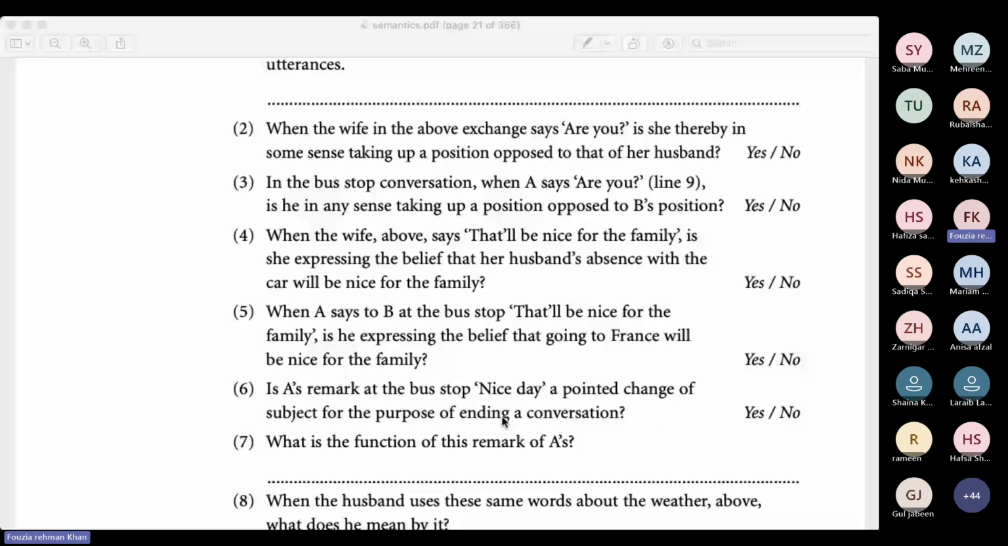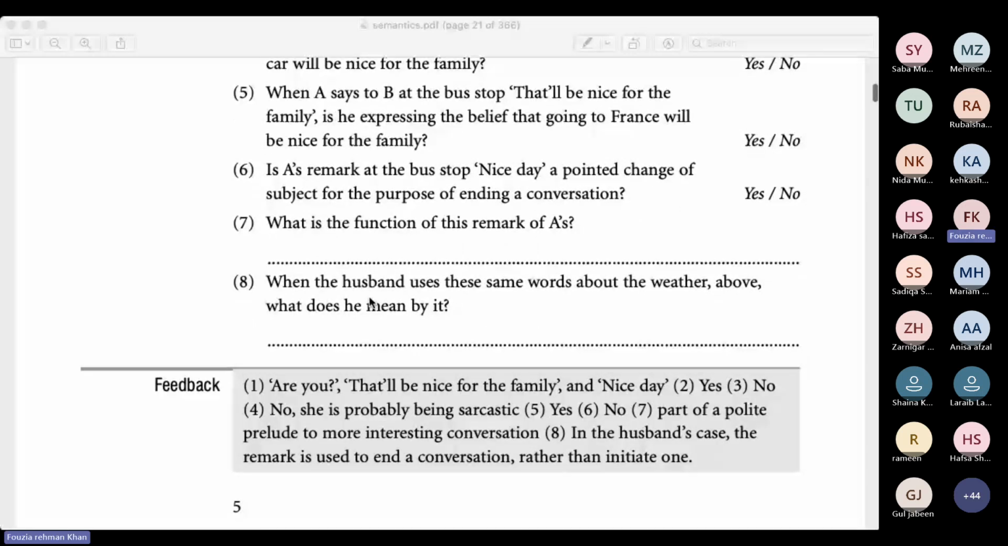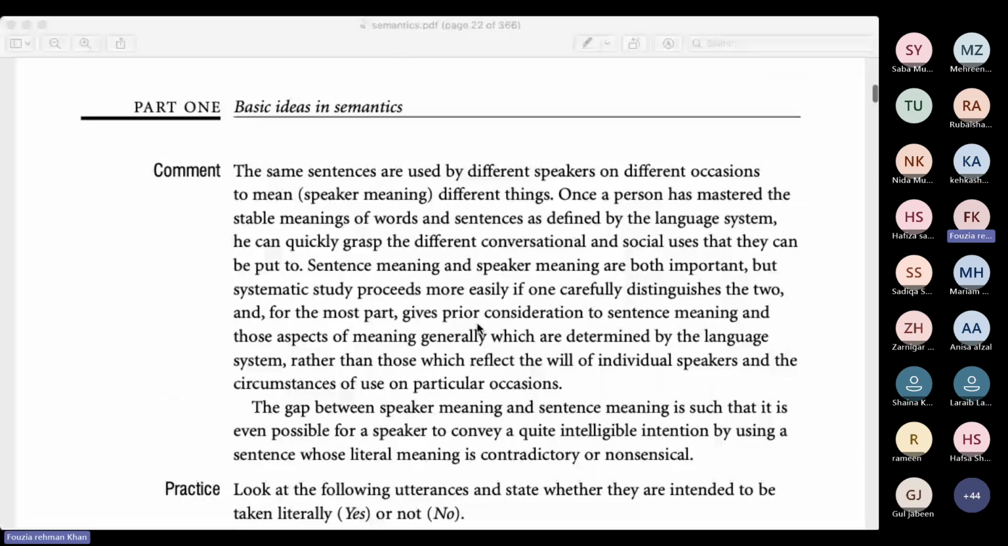Whereas in the other conversation, "Nice day" by the husband, he wants to end the conversation. When the husband uses the same words about the weather above, what does he mean by it? When he says "nice day," he doesn't mean a nice day. He just wants to end the conversation and he is not really happy about it. Okay.